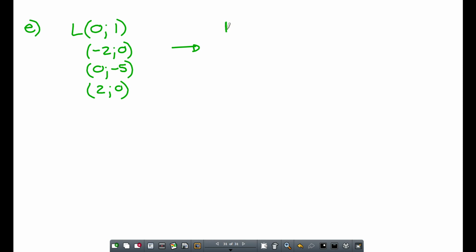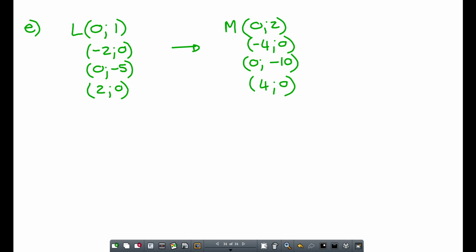Okay? And then we want to go to M. Is M the blue one? Okay, so X is 0 and Y is 2. X is 1, 2, 3, 4. Then X is 0 and Y is minus 10. And X is 4 and Y is 0. Okay, so what do you guys see?